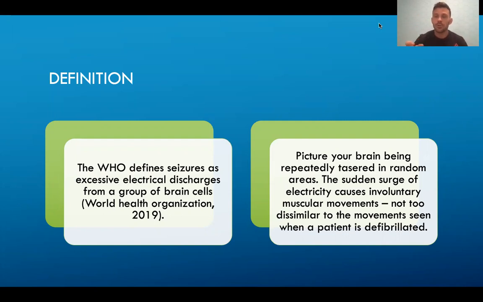So that sudden surge of chaotic electricity causes involuntary muscular movements and intense muscular contractions. So we see this when we have a patient who's in a shockable arrest, and we provide them with defibrillation. They have that sudden, intense, increased muscular contractility.